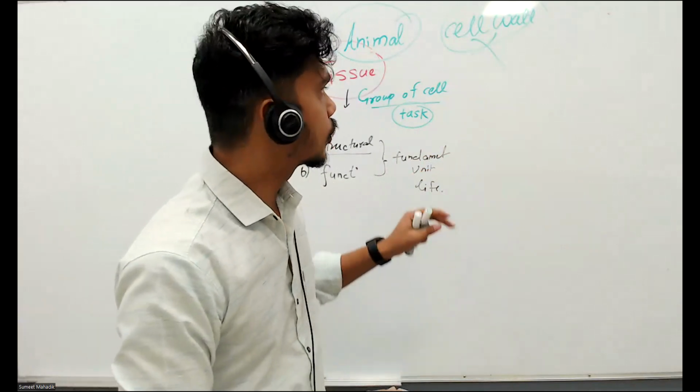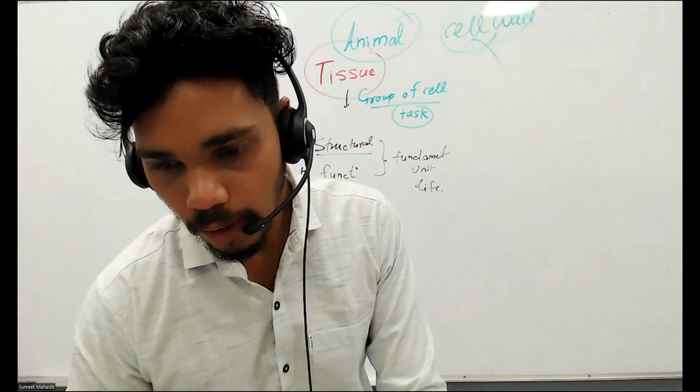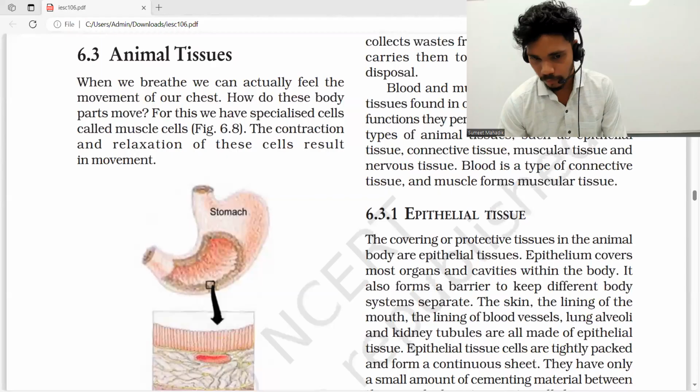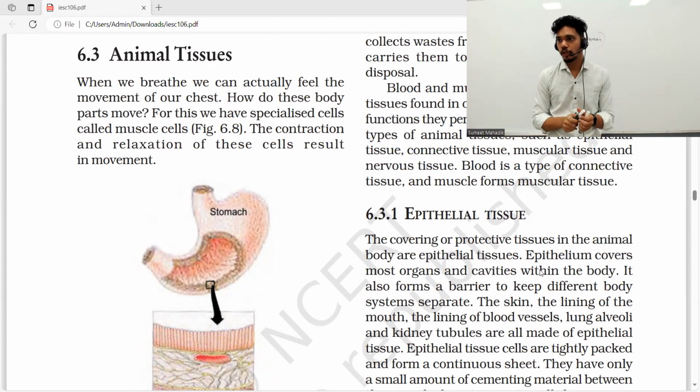Now in animal tissue, we're going to talk about each and every cell. So let's open the book and share it. In your book, you can see that there is a stomach diagram. Can you see that? A stomach there. What is the function of the stomach? For digestion of food, right?